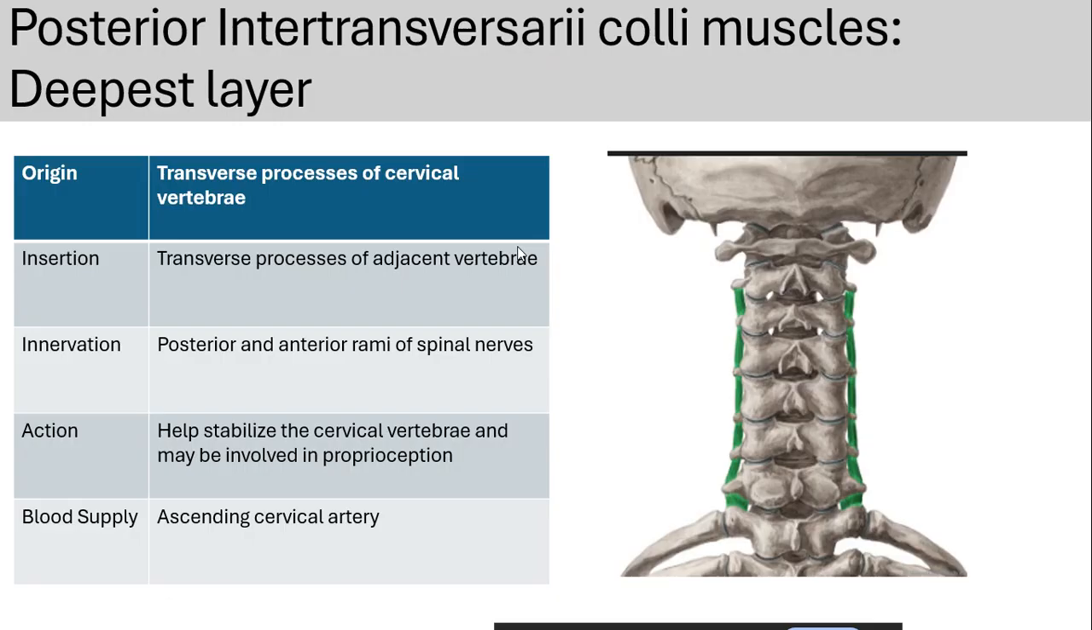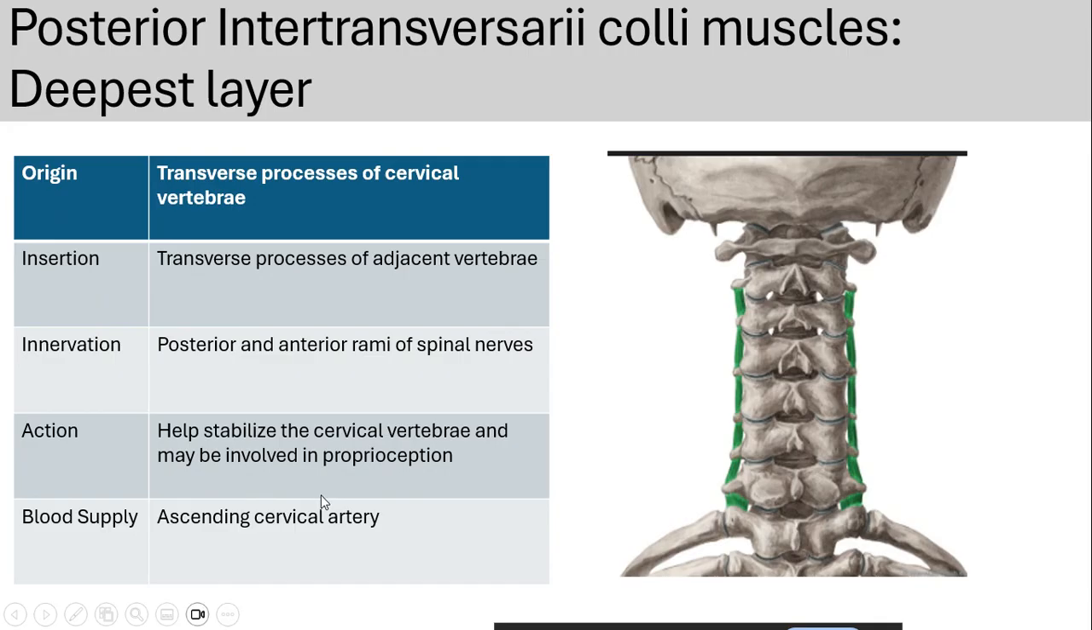Posterior intertransverse colli muscles, that's a deep layer. Origin: transverse process of cervical vertebrae. These are all cervical vertebrae. Insertion: transverse process of adjacent vertebrae. So it inserts on each adjacent vertebra. Innervation: posterior and anterior rami of spinal nerves. Action: helps stabilize the cervical vertebrae and may be involved in proprioception.